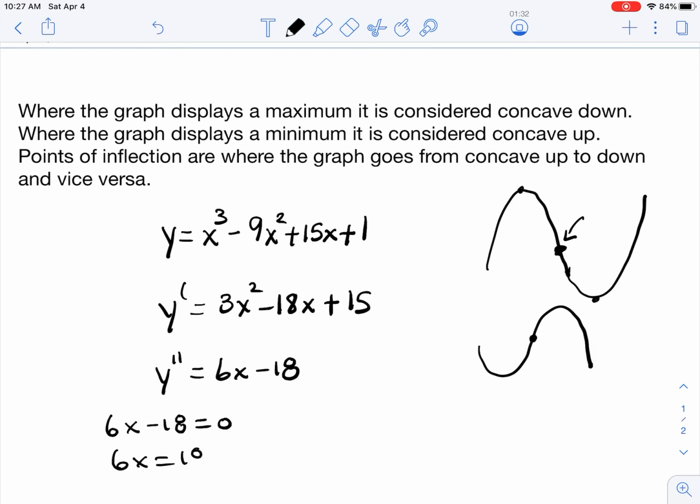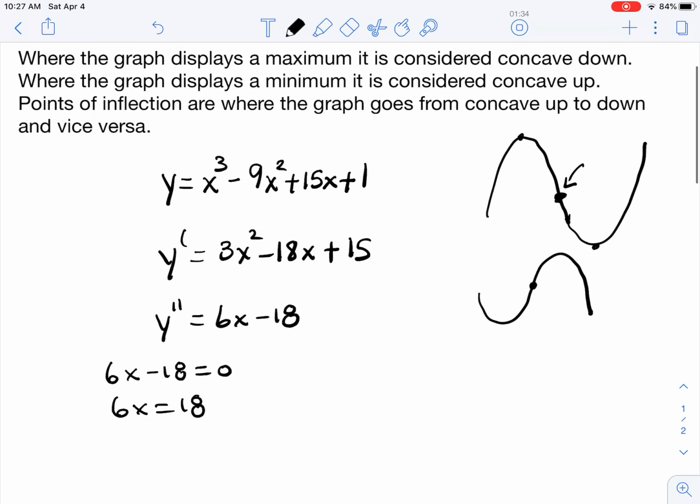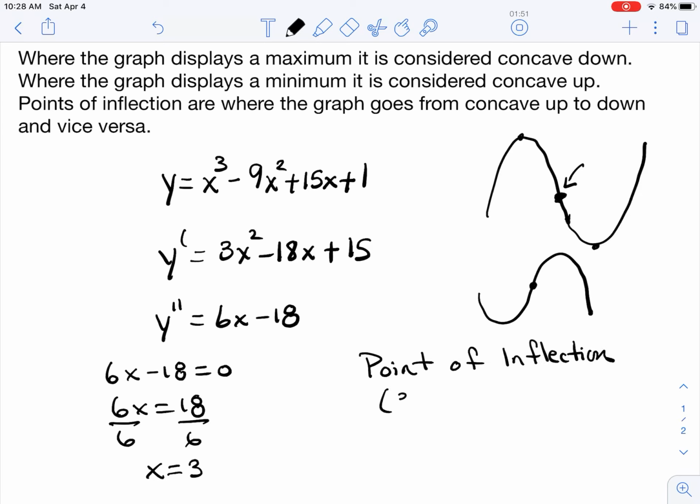So not too bad here. I can see x is going to be 3. So my point of inflection is starting to take shape. That's the x coordinate.